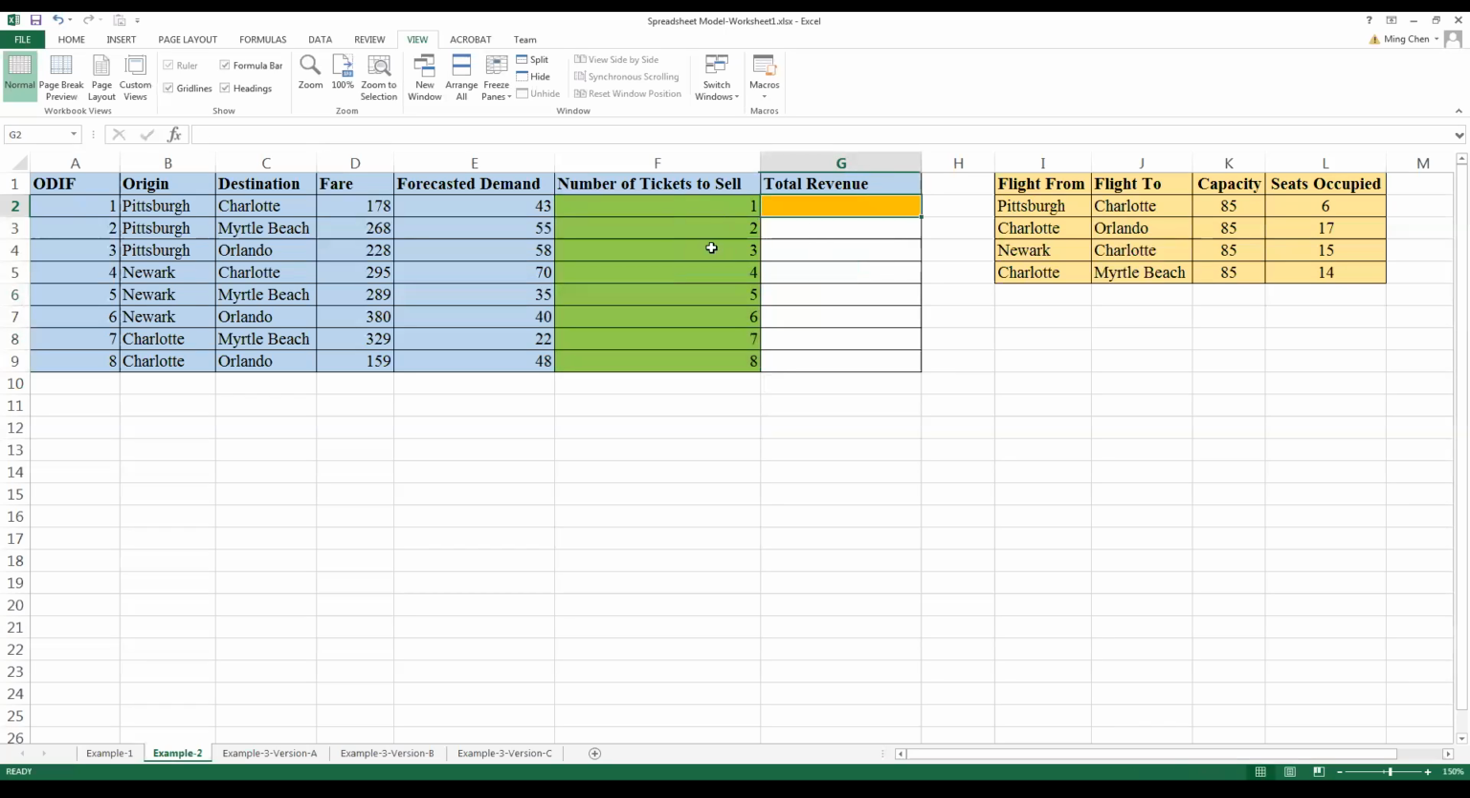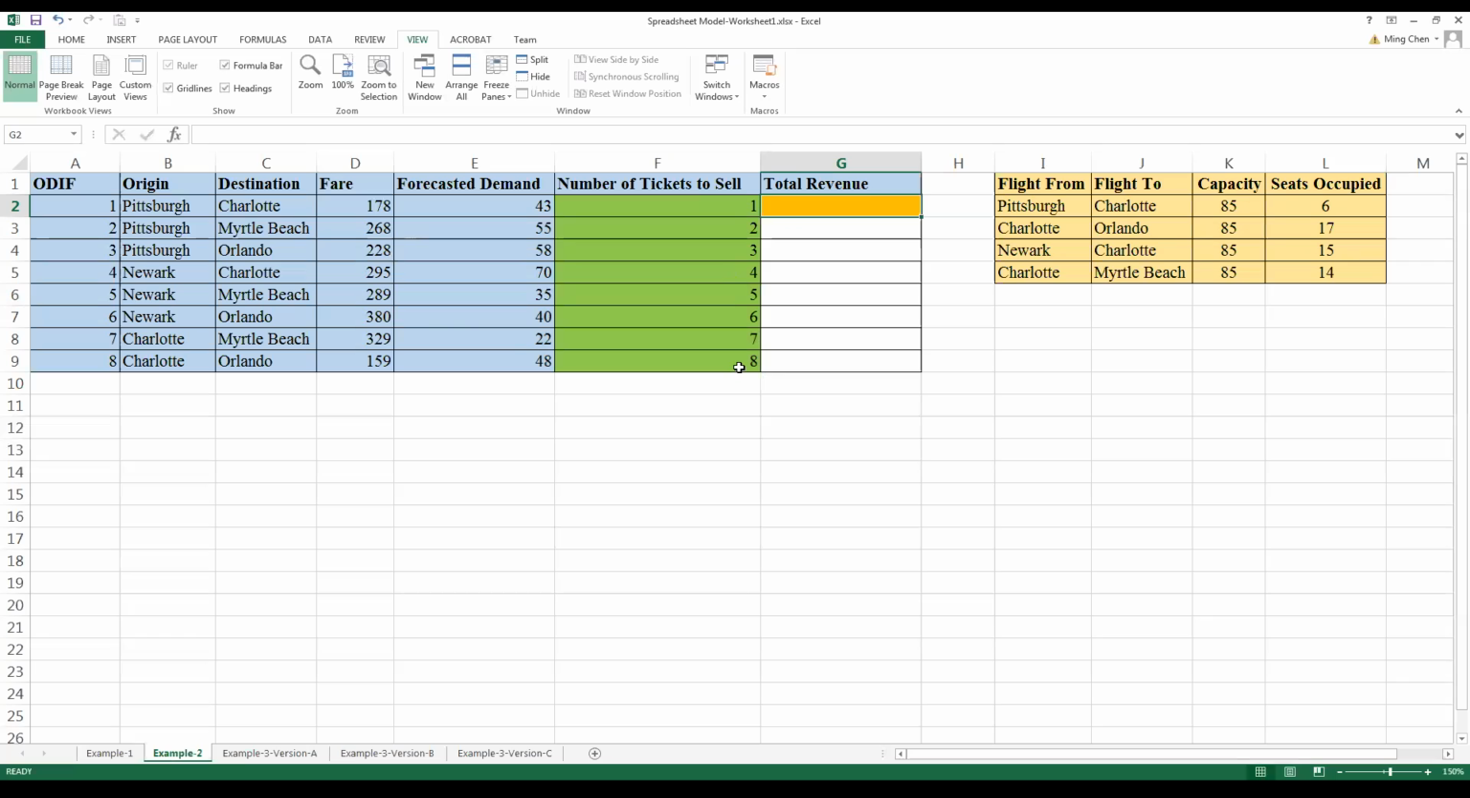So create a formula. We sell 1 ticket from Pittsburgh to Charlotte. How much per ticket? That's 178. So it's 178 times 1 ticket. That's how much money we can make from this OD pair. But we have 8 OD pairs, so we have to add a second OD pair. The price for the second OD pair is $268. We can sell 2 tickets, so times 2. Plus the third OD pair, we can sell at $228 per ticket times 3 tickets. So we do this all the way to the end.